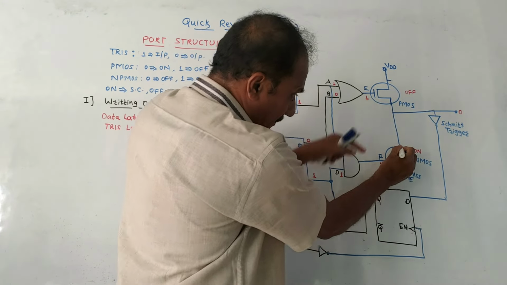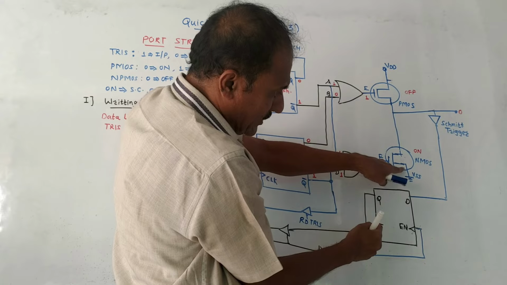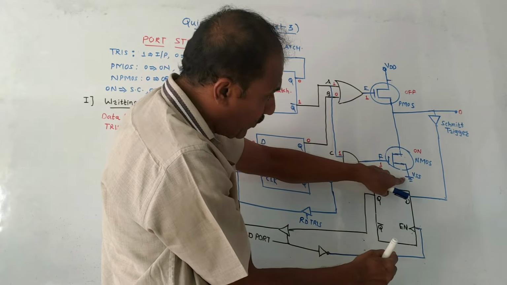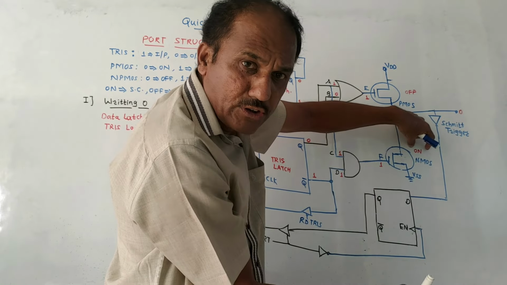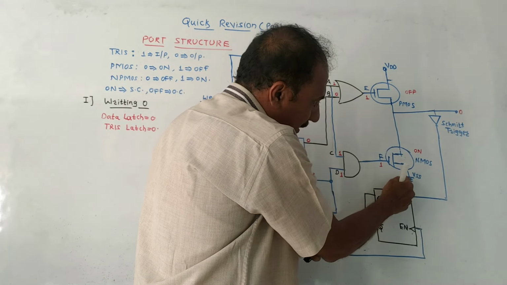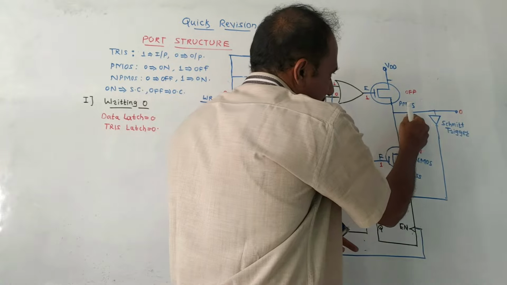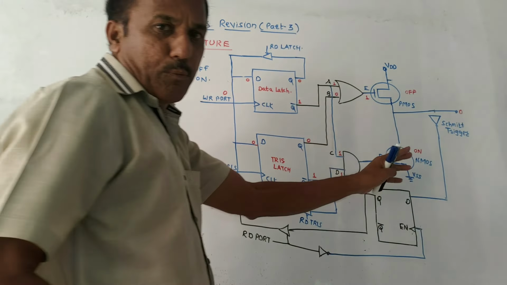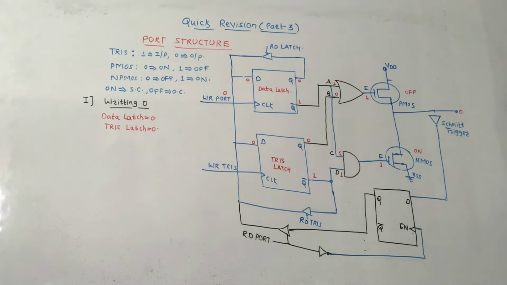अब देखो ये ड्रेन टर्मिनल है, this is gate terminal, this is source terminal. Source terminal is grounded and this NMOS MOSFET is on, meaning there will be a direct short circuit. मतलब यहाँ पे ये ग्राउंड है मतलब 0 है तो यहाँ पे 0 आ जाएगा and this 0 will be appearing at the output. This is the way you can write 0 using this port.